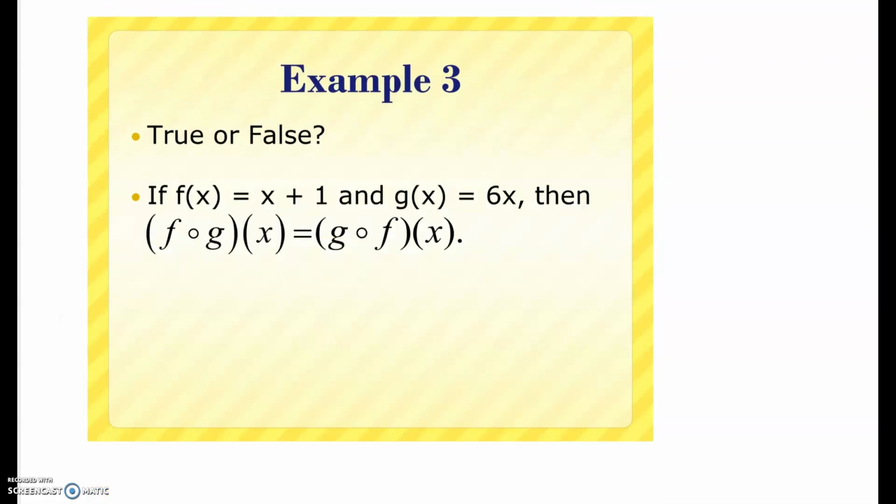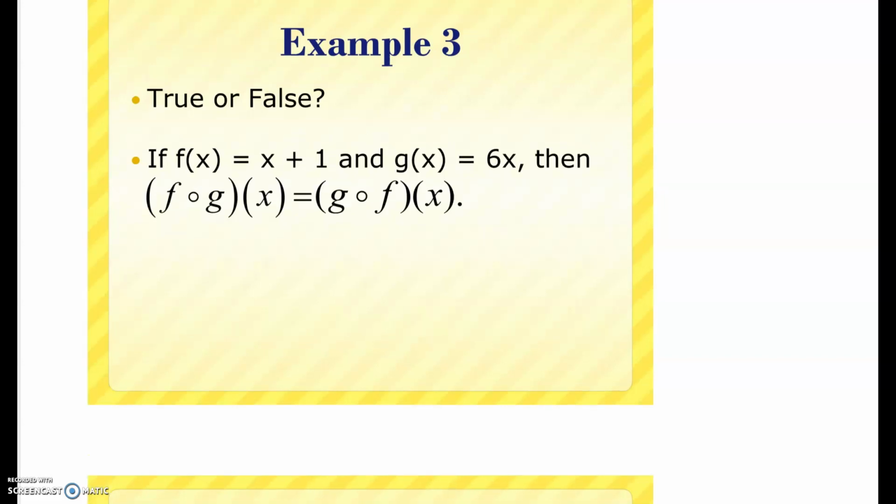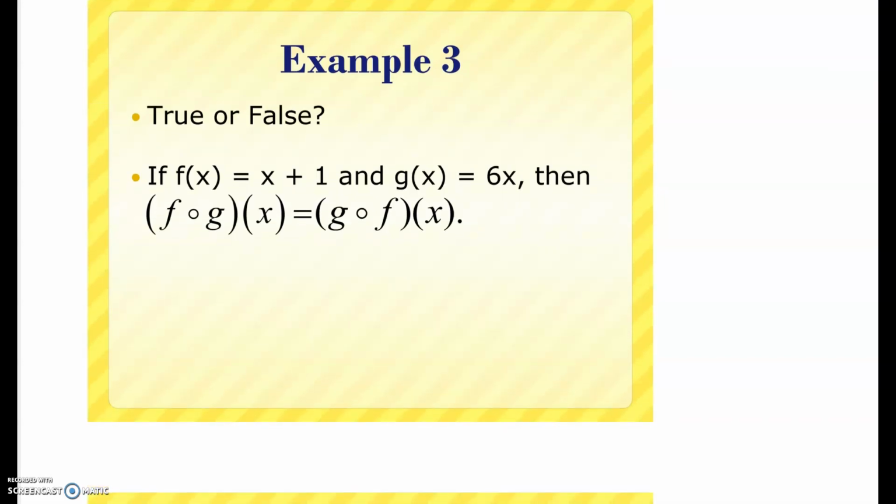Okay, true or false? If f of x is x plus 1 and g of x is 6x, then f of g of x equals g of f of x. Here's what I'd like you to do. I would like you to find f of g of x right here on the left, and then on the right, I would like you to find g of f of x. And I want you to compare your answers. So pause the video, give both of these a try, and see what happens. Play the video when you think you're done or when you get stuck.